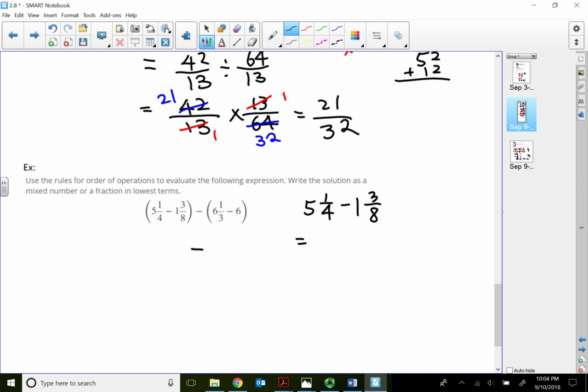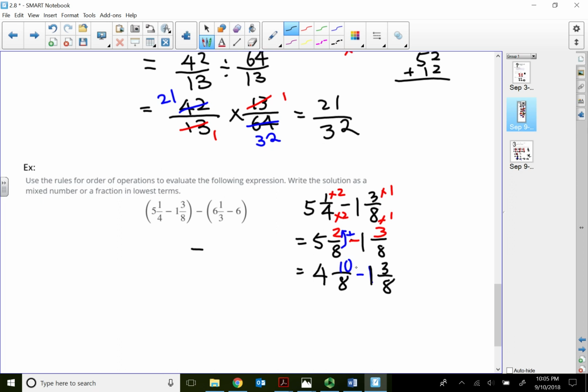So the LCD between the two has to be 8. The denominator 4 becomes the new LCD 8, times by 2. So that's 5 and 2/8 minus 1 and 3/8. Now the 2 is not enough to subtract the numerator 3, so it has to borrow. So the whole number 5 becomes 4, right? Take the LCD plus the old numerator, that will give you a new numerator to work with, which is 10, minus 1 and 3/8.